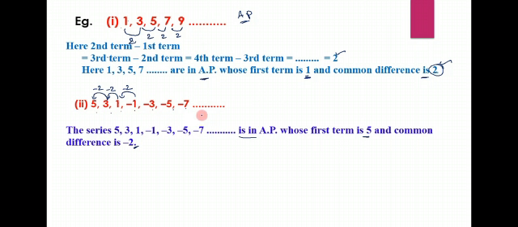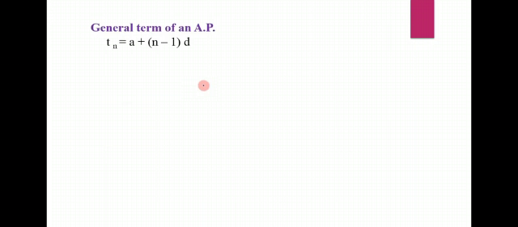Okay, now let us see the general term of an AP. What is the general term of an AP? We already discussed that the nth term of a sequence is Tn, the general term, and the formula for the nth term of an AP is Tn equals a plus (n minus 1) into d. If you want to find T5, we just need to substitute n equals 5 in this equation, so that a plus (5 minus 1) into d, that is a plus 4d.